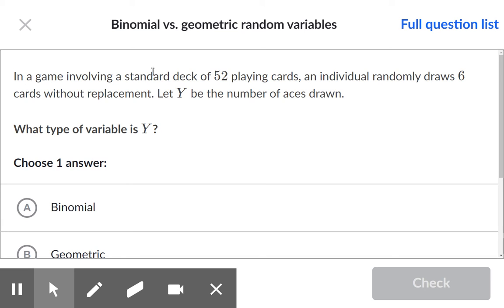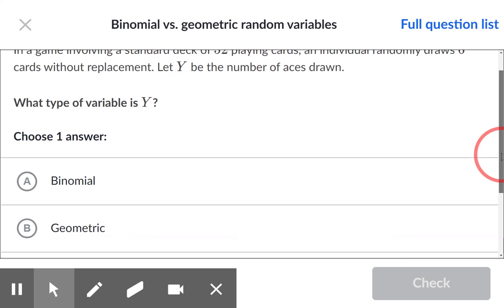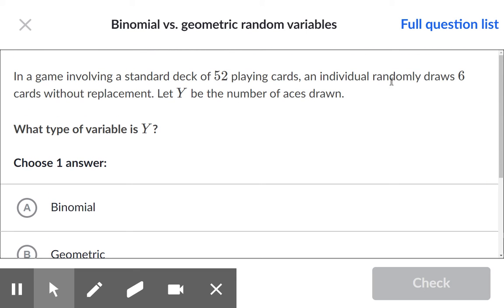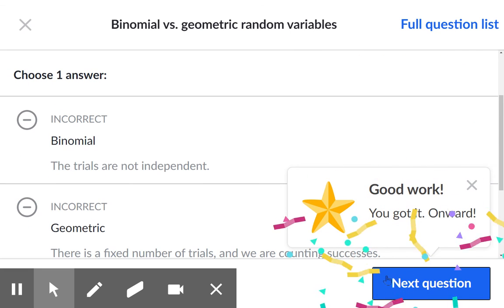In a game involving a standard deck of 52 playing cards, an individual randomly draws 6 cards without replacement, and lets Y be the number of aces drawn. This is clearly a binomial, not a geometric, but does this binomial random variable fulfill all the conditions? B: aces or not aces. I: is it independent? It doesn't look like it's independent because you're drawing 6 cards without replacement. So neither.